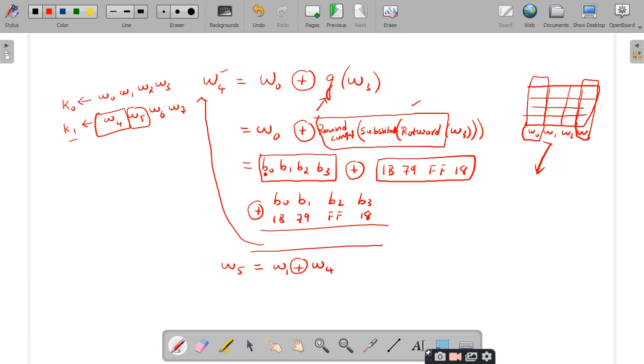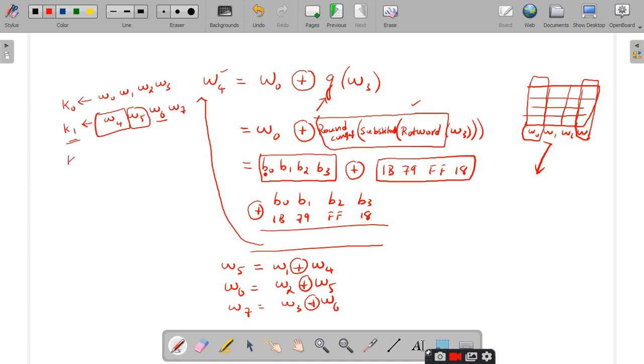Similarly, the third word of key K1, W6, is generated by using the formula W2 exclusive OR W5. And the last word W7 is generated by the word W3 exclusive OR W6. Clear? Is it clear up to this point? So I have generated the 4 words of key K1.